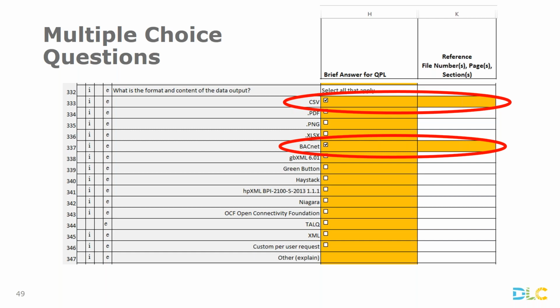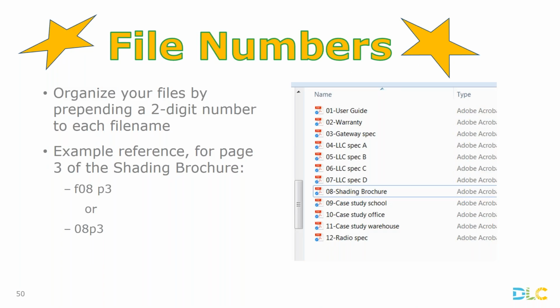As I mentioned before, many of the questions are multiple choice. Click one of these boxes in column H to put a check mark in any of the rows that apply to your product and leave the other rows blank. When you enter an answer in column H here, then the same row over in column K becomes highlighted. You can see I clicked here, and then this became highlighted in column K. And that shows that a reference is needed in that row. So each reference is a file number with a page number and possibly also a section number.